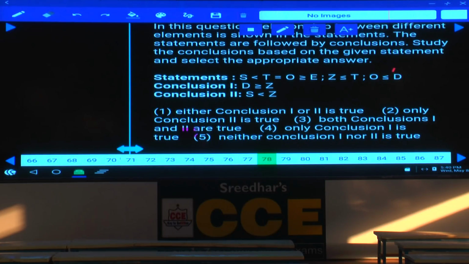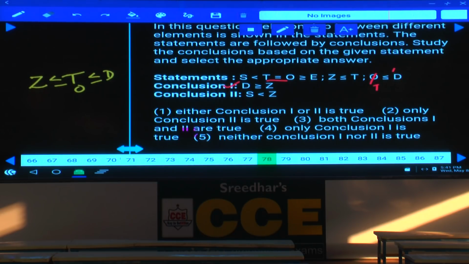Now in the place of O, let us take it as T. Now Z lesser than or equals to T. In the place of T equals to O, in the place of O I can take it as T. T and O are one and the same. And O lesser than or equals to D. Hence Z lesser than or equals to D, D greater than or equals to Z, definitely true.